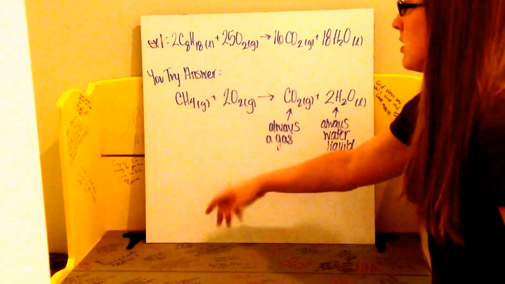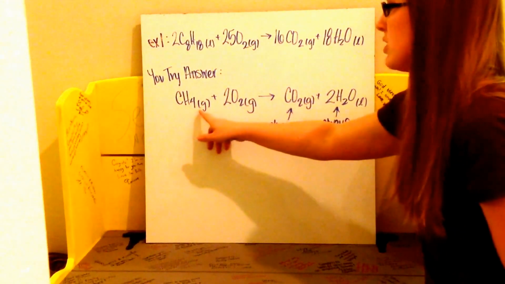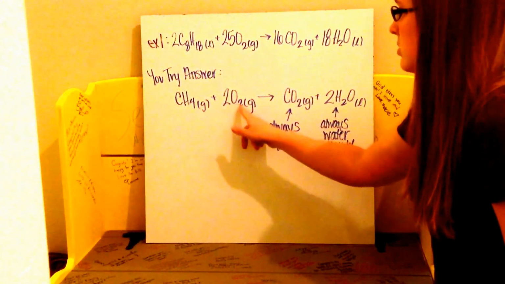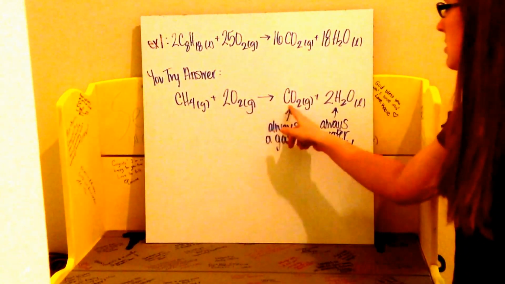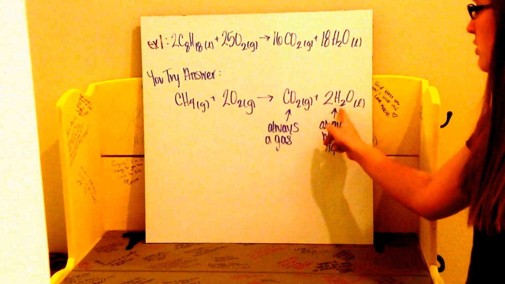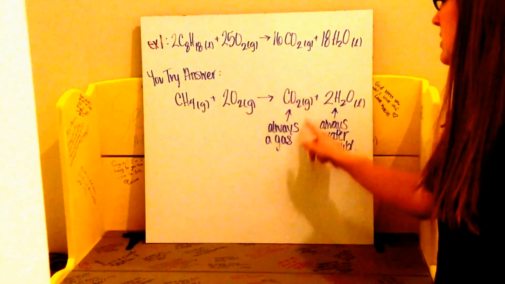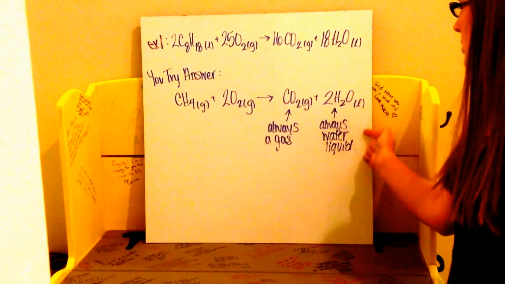For your answer, you should have got CH4, which is methane, which is a gas, plus 2O2 yields CO2 plus 2H2O. Remember that carbon dioxide is always going to be a gas and water is always going to be a liquid.